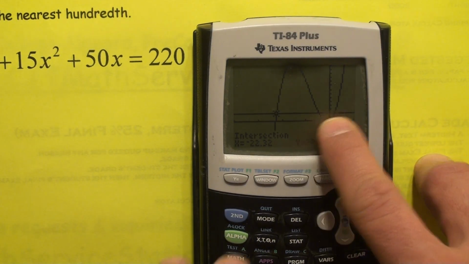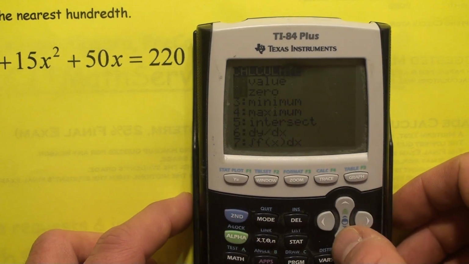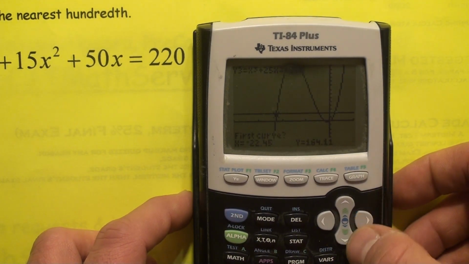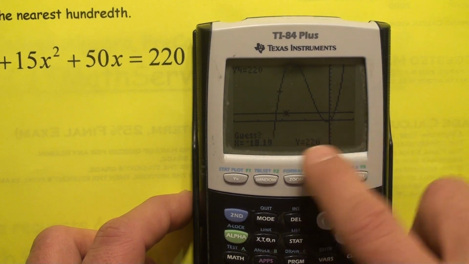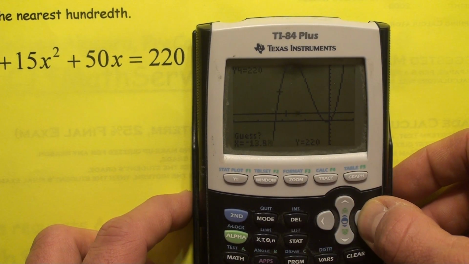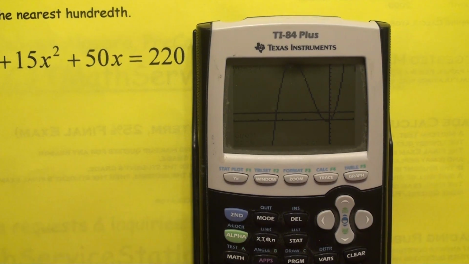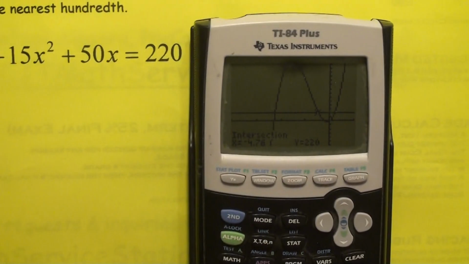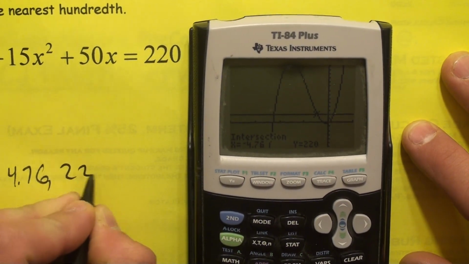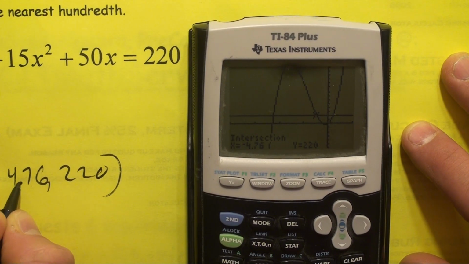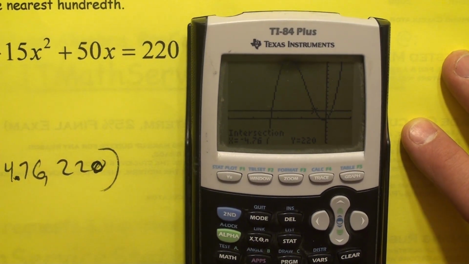Then we go over here. Same thing. Second calculate. Intersect. First curve. Okay, that's the first curve. Yes, that's the second curve, even though it's not a curve. It's a straight line. And there you go. We have whatever that is. That's going to be -4.76, comma, 220. And by the way, guys, aren't all the y values going to be 220?